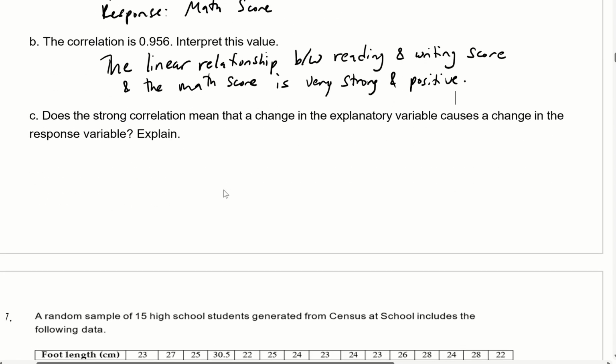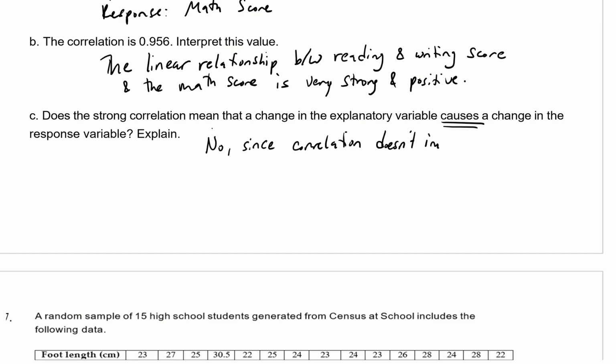All right, and then does the strong correlation mean that a change in the explanatory variable causes a change in the response variable? So they're talking about causes. Remember, correlation does not imply causation, so no. Since correlation doesn't imply causation, even if we have a strong correlation.